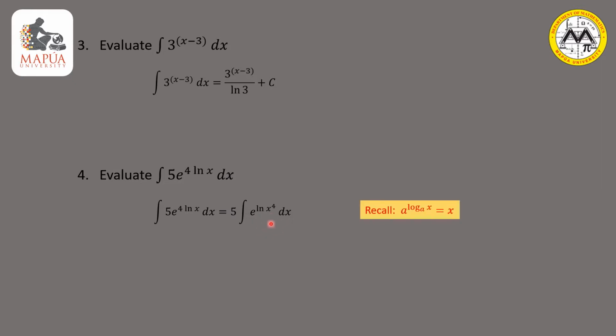Okay, and when you have written it in this form, recall these properties of the logarithms, then e to the ln of x to the 4th can just be written equal to x to the 4th. And so the integral is just equal to 5, the integral of x to the 4th dx, for which the integral is given by 5 times x to the 5th over 5 plus c, or simply we have x to the 5th plus c.